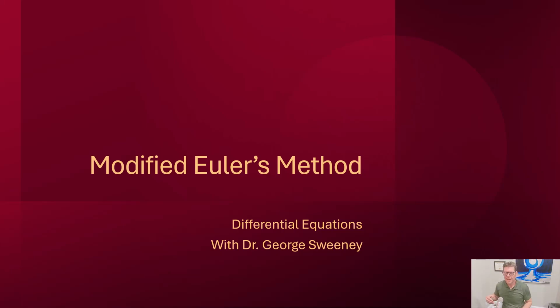What we're going to be looking at today is a subject from differential equations called the modified Euler's method. Euler's method is a method that's used to estimate the value of a function at a particular point given a differential equation and its initial condition. The modified Euler's method does the same thing, except it does it more accurately with only a small increase in the number of calculations.